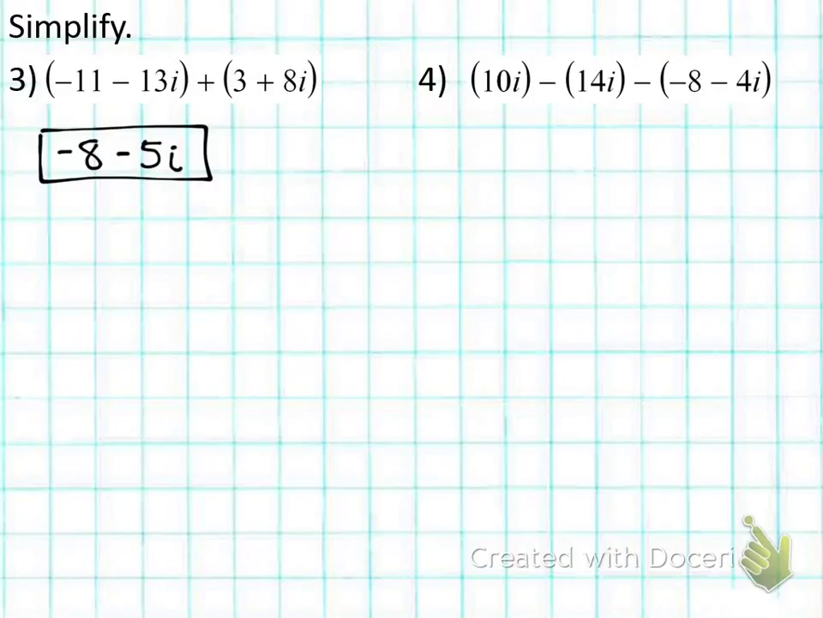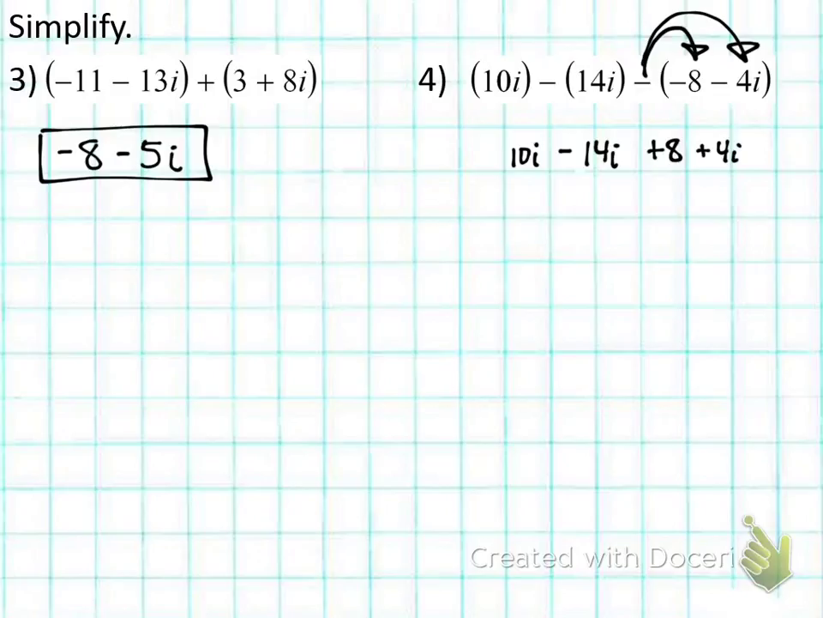Okay. Number 4. Let's do this one together. This one's a little disorganized, right? We got 10i minus 14i minus negative 8 minus 4i. What I would suggest is, let's look at this negative in front of this parentheses. This negative needs to be distributed to each part of the inside terms, right? So what's a negative negative 8 really equal to? Positive 8. And what's a negative negative 4i equal to? Positive 4i. Okay? And then bring the rest of the problem down. We got negative 14i. And then we got 10i, right?